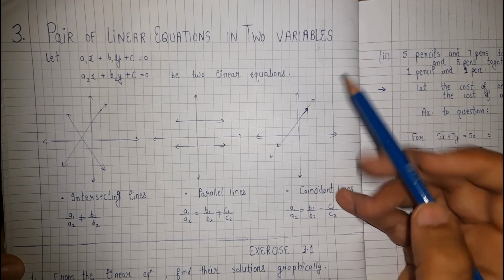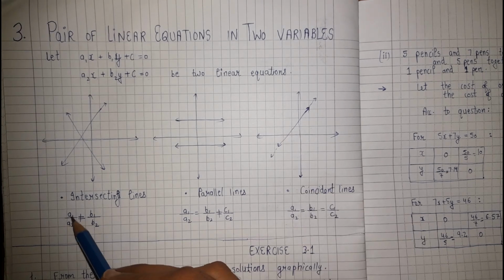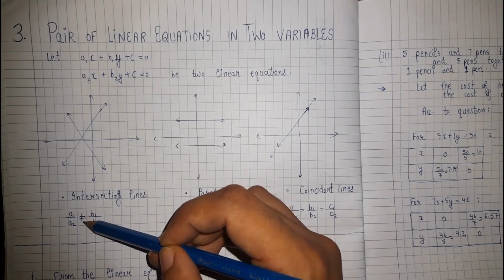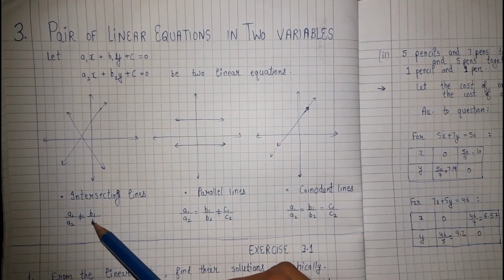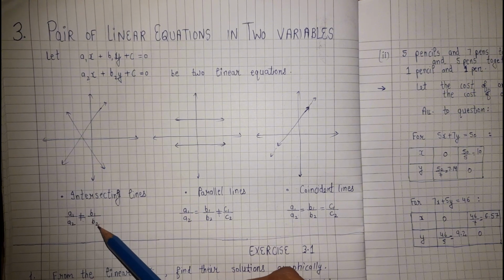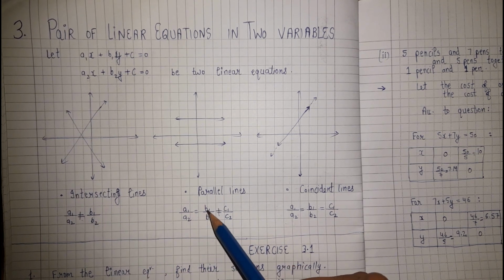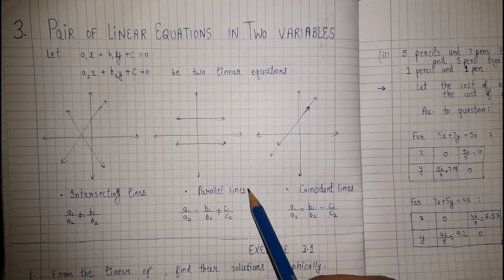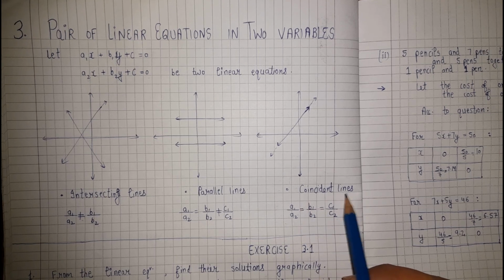So how to identify whether the lines are intersecting, parallel or coincident? If the ratio of the coefficients of x is not equal to the ratio of the coefficients of y, then the two lines are intersecting. That is, if a1 upon a2 is not equal to b1 upon b2, then the lines are intersecting. If a1 upon a2 is equal to b1 upon b2 but not equal to c1 upon c2, then the lines are parallel. And if all the three ratios are equal, then the lines are coincident lines.